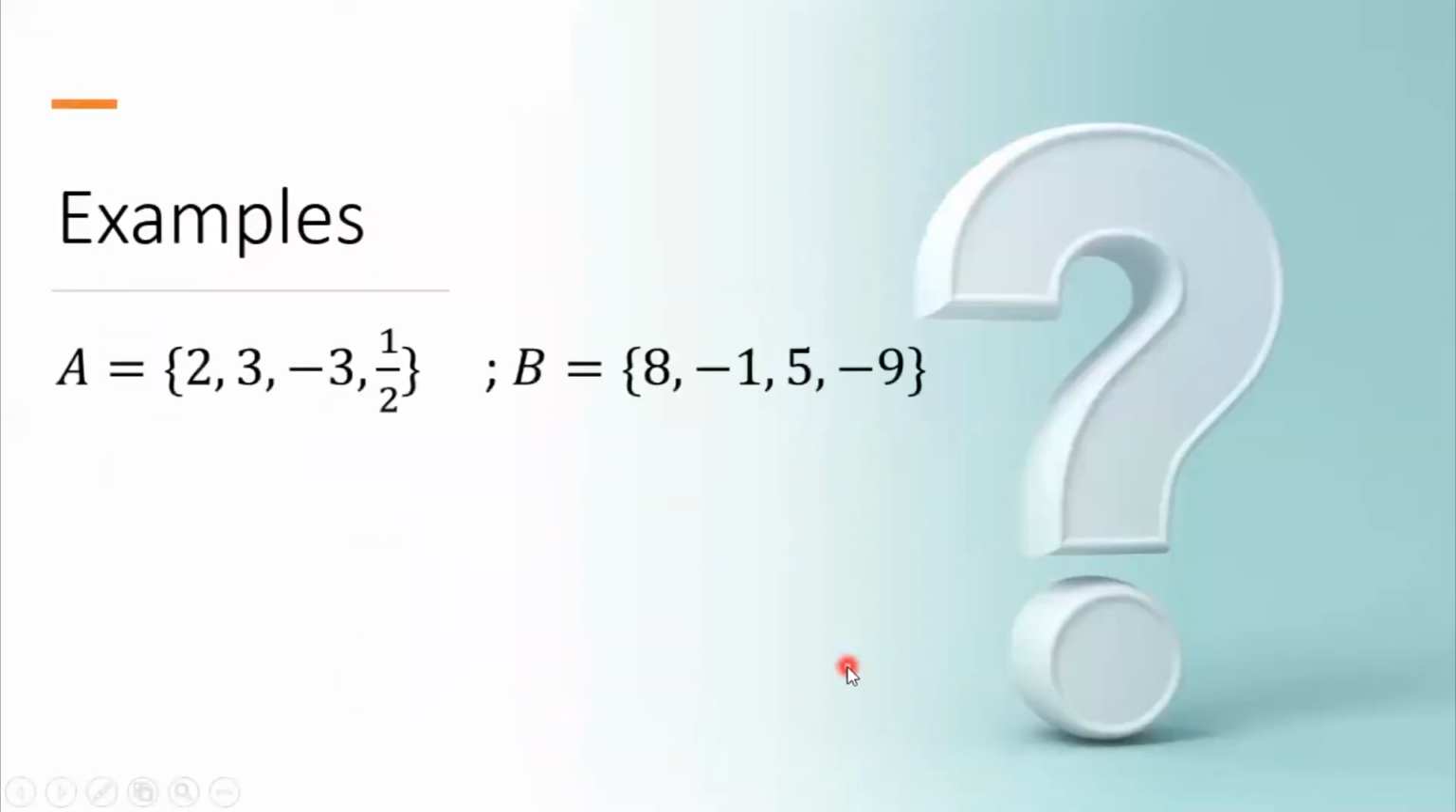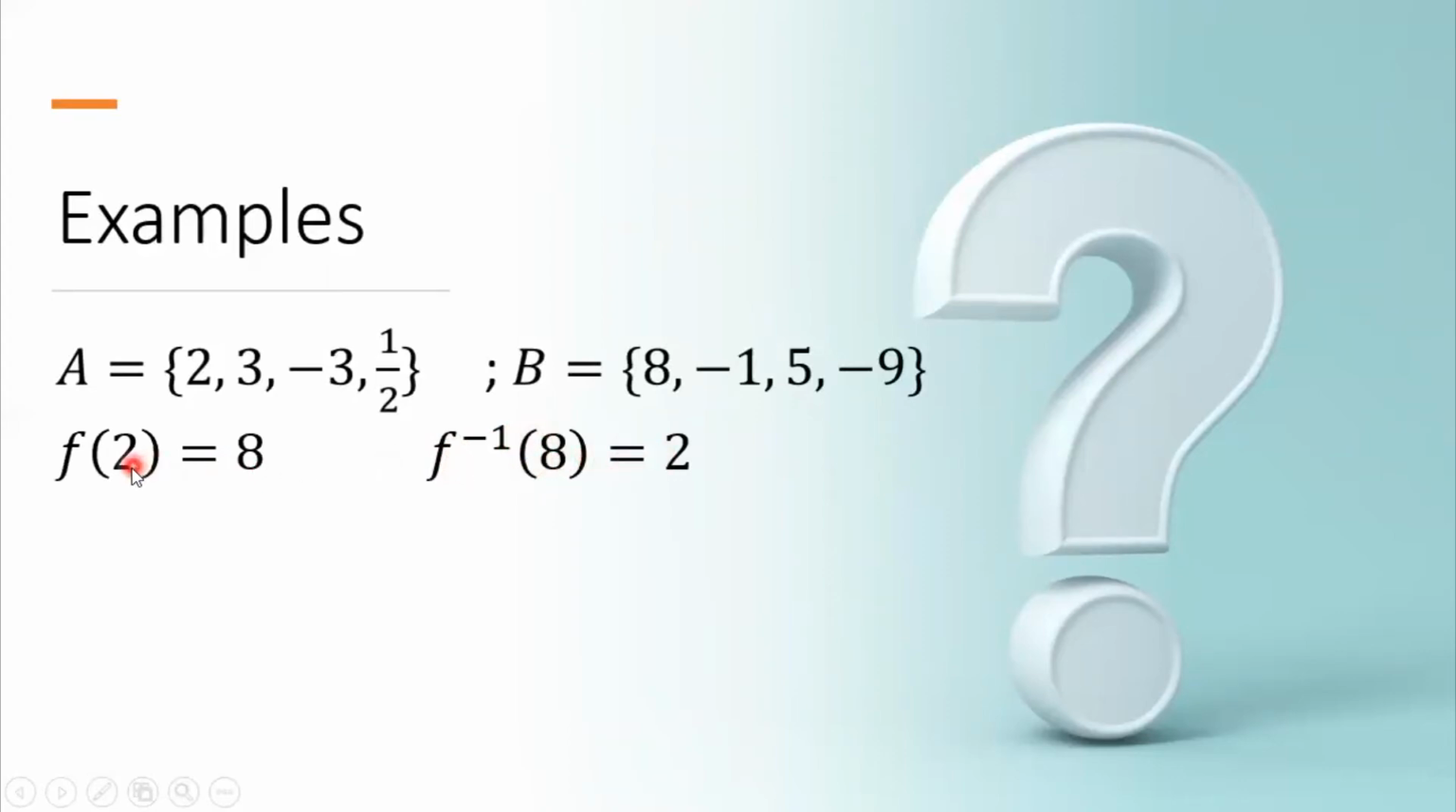For example, suppose we have a one-to-one function with domain A equal to 2, 3, negative 3, and 1/2, and range B equal to 8, negative 1, 5, and negative 9. So f of 2 is equal to 8, meaning if you input 2, you will have an output of 8, which is an element in the range. Now, the inverse of this is f inverse of 8 is equal to 2.